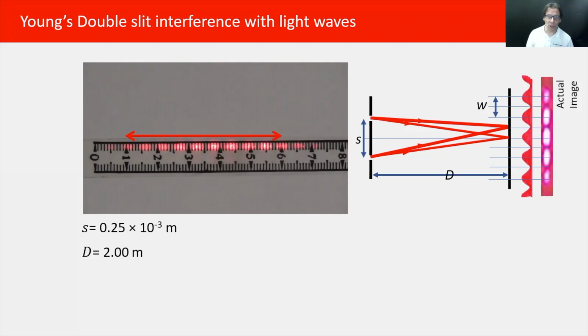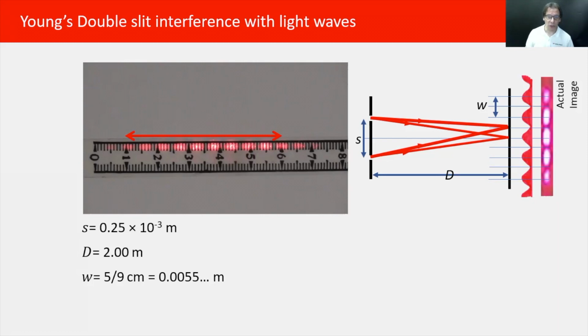The distance between the slits and the screen was 2 meters. To work out W, you can see that between the 1 centimetre mark and the 6 centimetre mark, that's 5 centimetres, and there are 9 fringe spacings. So therefore W is 5/9 of a centimetre. And again, we need to be careful to convert that into metres.